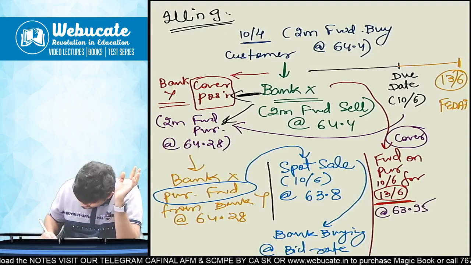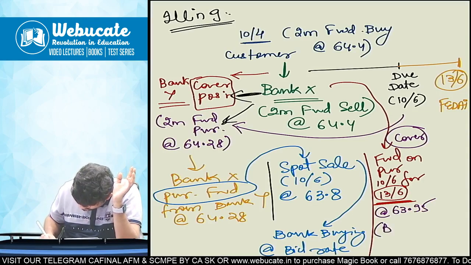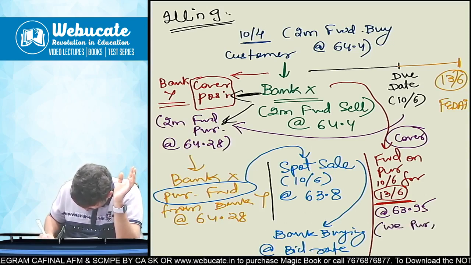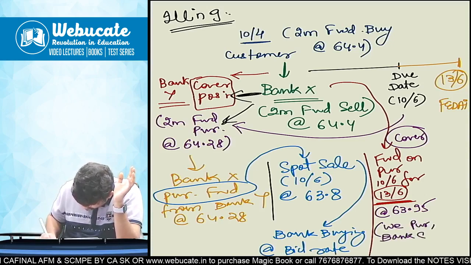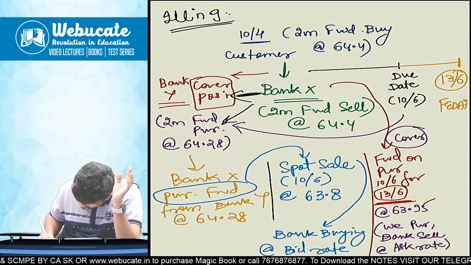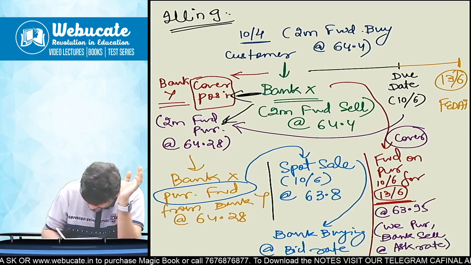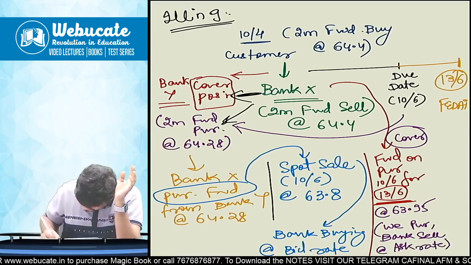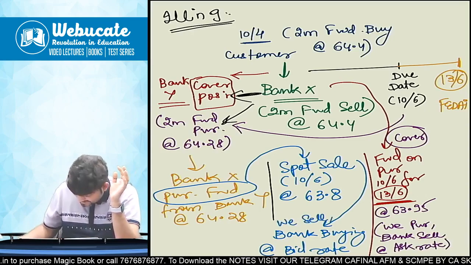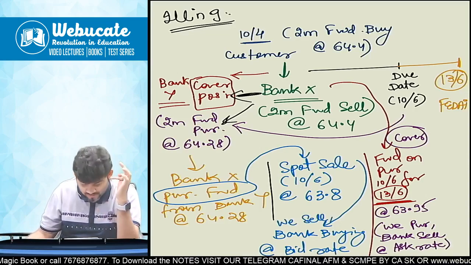Got it. So again, here also we can explain the logic. We purchase, bank sells at ask rate. Here we can write we sell, bank buying at bid. So done.